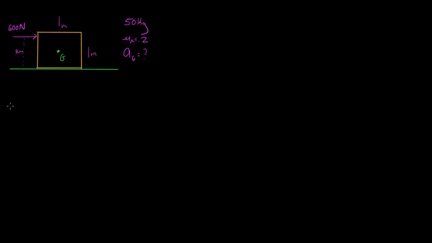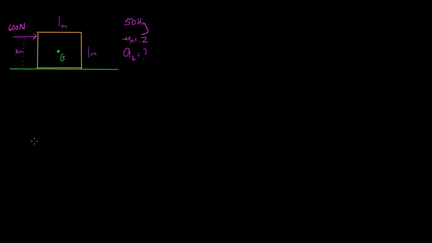Okay, in this problem we are applying a 600 Newton force to a crate, and this crate has the dimensions 1 meter by 1 meter by 1 meter, and the 600 Newton force is 0.8 meters off the ground. The center of mass of this crate is directly in the middle, and it's labeled point G. We're told that the crate weighs 50 kilograms, and the coefficient of static friction is 0.2. And we want to figure out what this acceleration of the center of mass is.